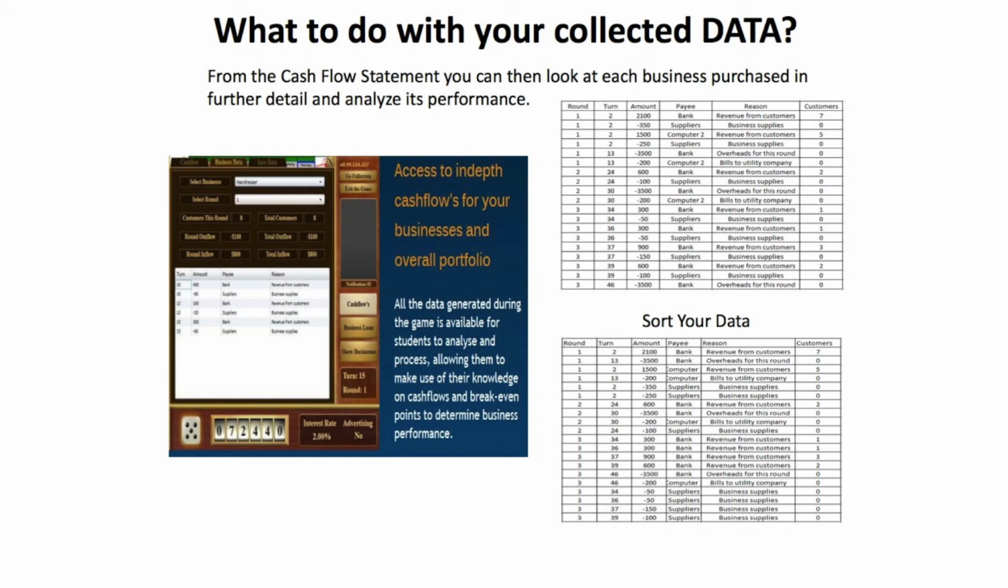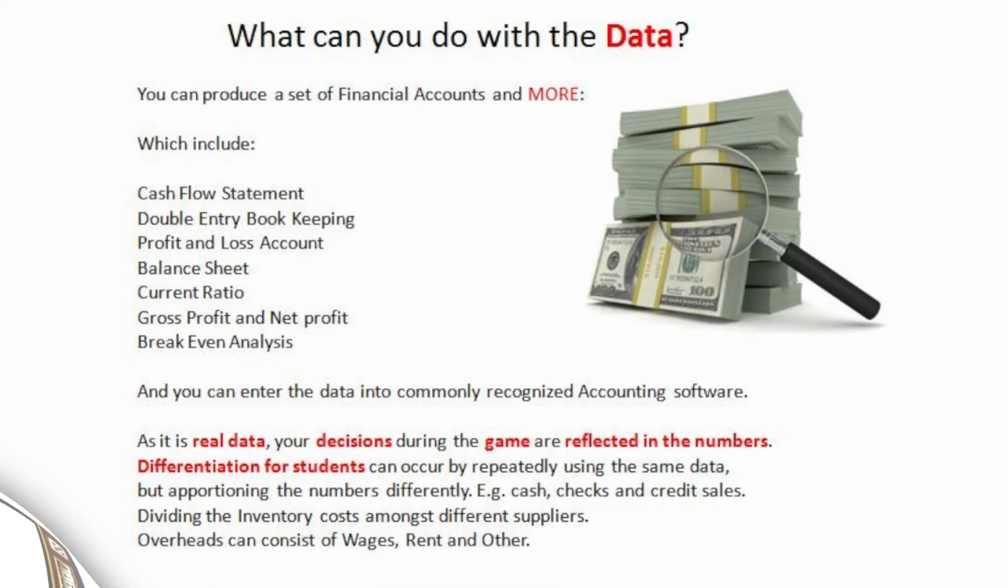What to do with your collected data? From the cash flow statement, you can then look at each business purchased in further detail and analyze its performance. What can you do with the data? You can produce a set of financial accounts and more, which include cash flow statement, double entry bookkeeping, profit and loss account, balance sheet, current ratio, gross profit and net profit, break-even analysis, and you can enter all of your data into any commonly recognized accounting software.